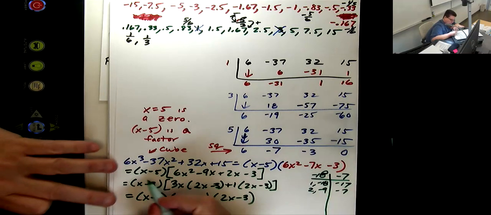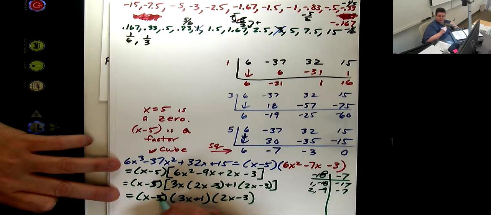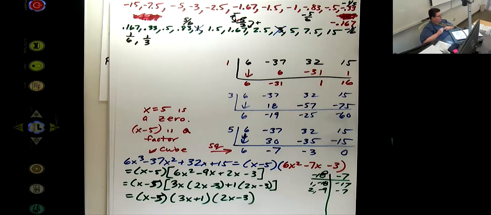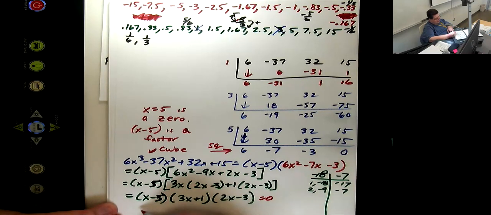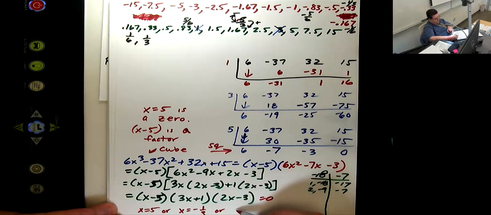Not x minus 3, x minus 5. That number just changed shape. So for our zeros, set each of these equal to 0: x equals 5, or when you do that one, negative 1/3, or when you do this one, x equals 3/2.